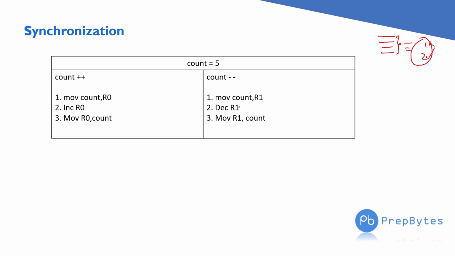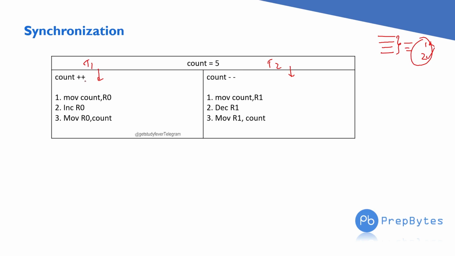Here, suppose this is thread 1 and this is thread 2, and this is the job of thread 1 and this is the job of thread 2. The problem is they are not completely independent of each other. They are both using a shared variable known as count. One is incrementing the value of count, another is decrementing the value of count. And starting, for example, the count value is 5.